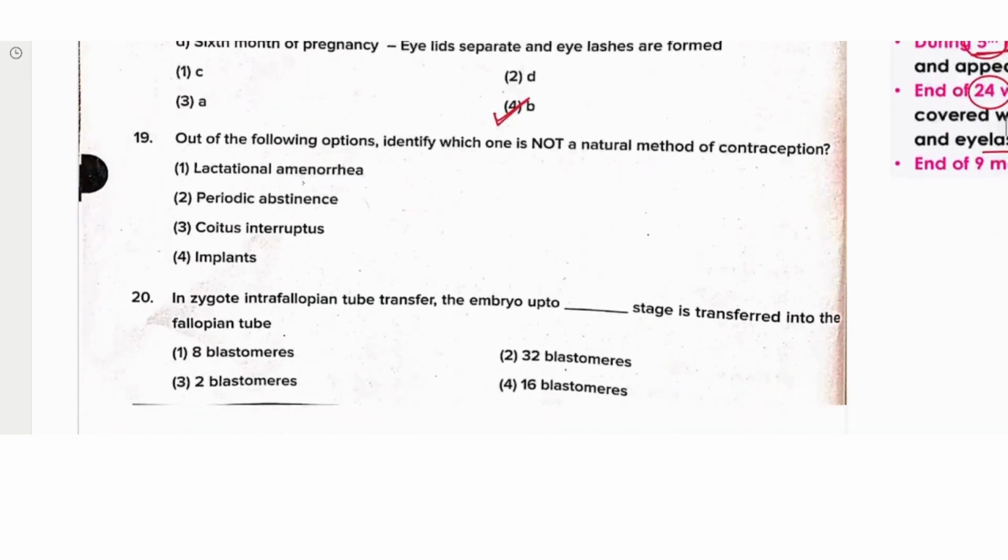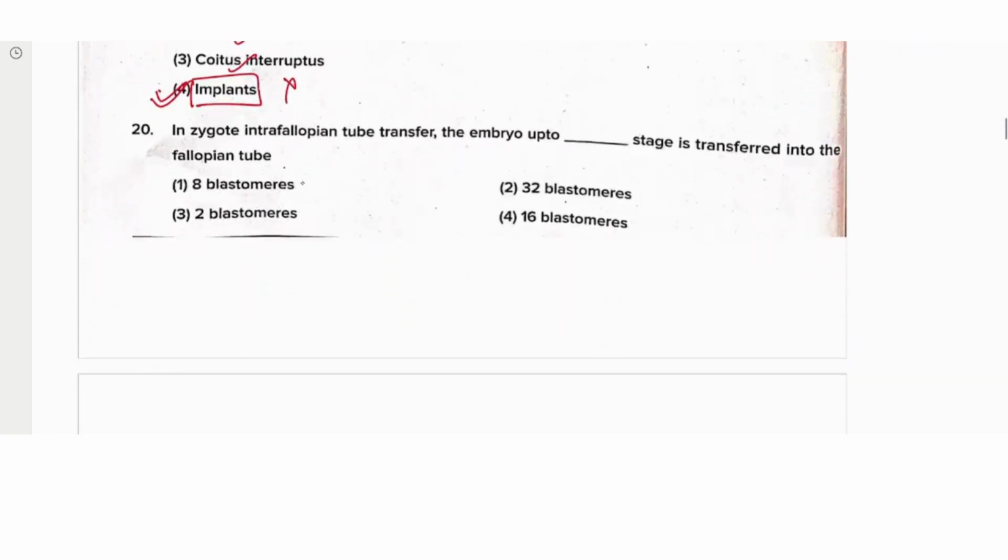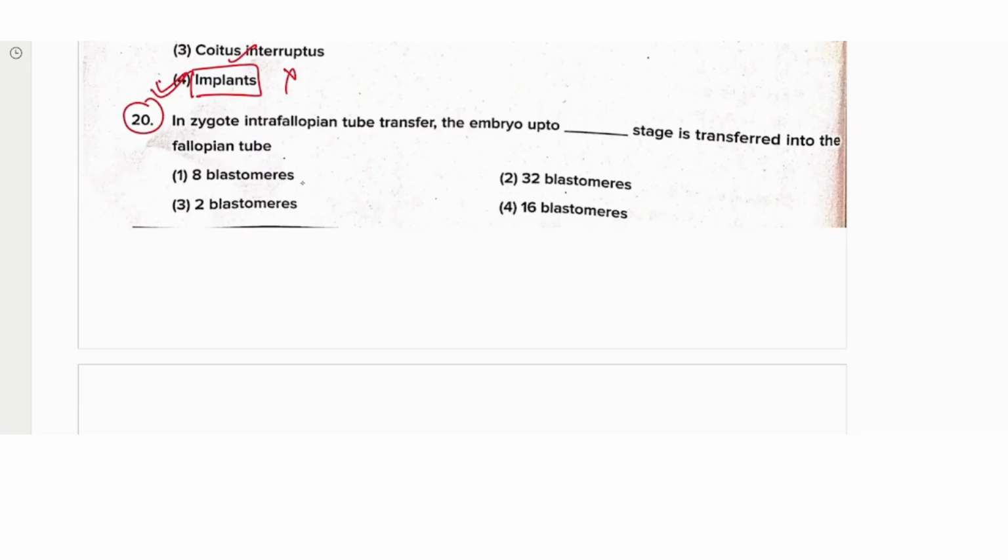Next is question number 19: identify which one is not a natural method of contraception. These three are natural methods, but implantation is not a natural method, so we'll go with the fourth one. Then question number 20: in ZIFT, zygote intrafallopian transfer, up to what stage is the embryo transferred into the fallopian tube? We know very well it is the 8 blastomere stage.